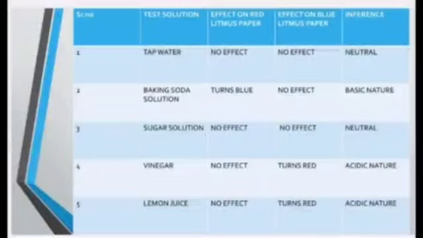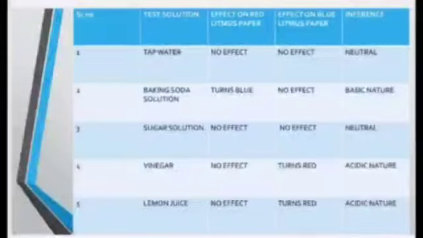Vinegar. With vinegar red litmus paper remains red, no color change in it, it means no effect, and blue litmus paper turns red, so your solution is acidic because you know acids turn blue litmus paper to red, which means vinegar is acidic in nature. Next is lemon juice. With lemon juice red litmus paper remains red, no effect on it, so here you will write no effect, but blue litmus paper turns to red, so again lemon juice is also acidic in nature.